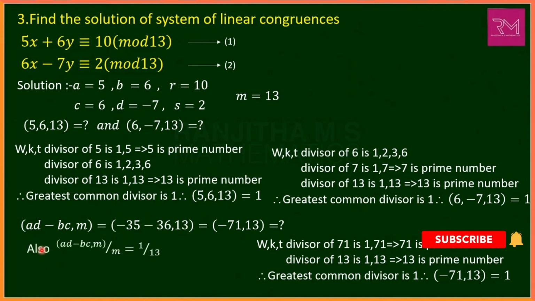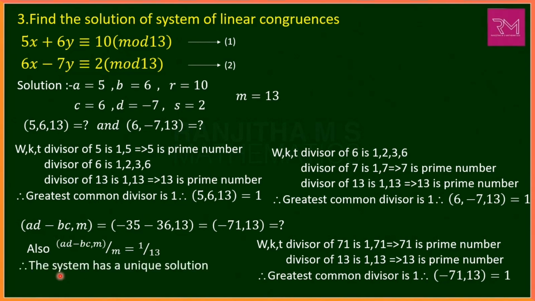Also, we have to verify that this value divides the value small letter m. Obviously, GCD of AD minus BC comma m is 1, and obviously 1 divides the value 13. Satisfied. Therefore, we can conclude that the given system of linear congruences has a unique solution. These are all very easy problems.